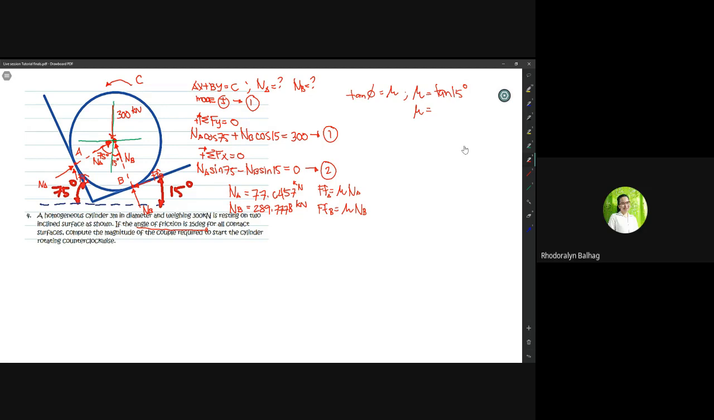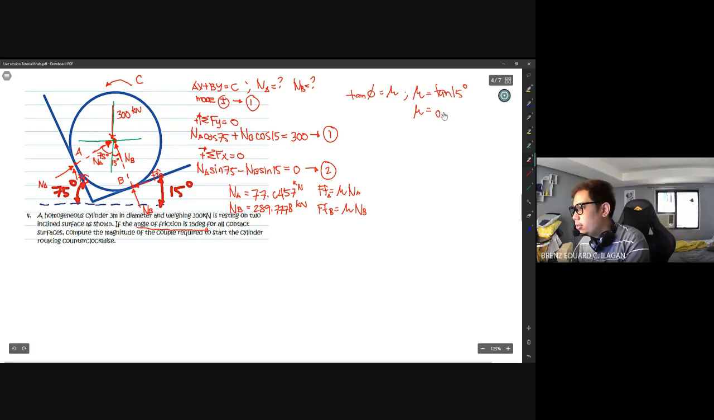Zero point 2679. 0.2679. So guys, another thing, palatandaan dito: yung mu naman, para malaman mo if tama, is always less than 1. So 0.2679.